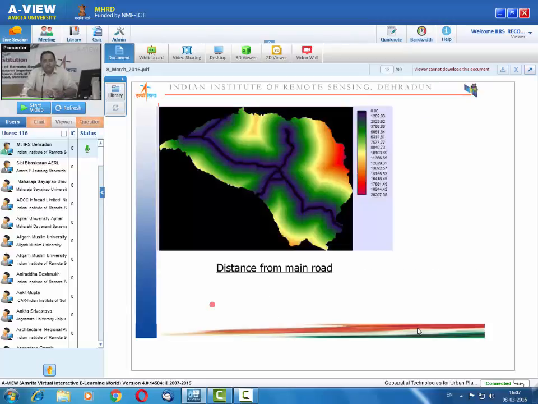Corresponding to these factors, we have generated maps. This map shows the Euclidean distance. Remember, it shows you the Euclidean distance of each non-built up cell from the nearest road. This you can generate in any GIS software. Any software you can use can give you a Euclidean distance map.